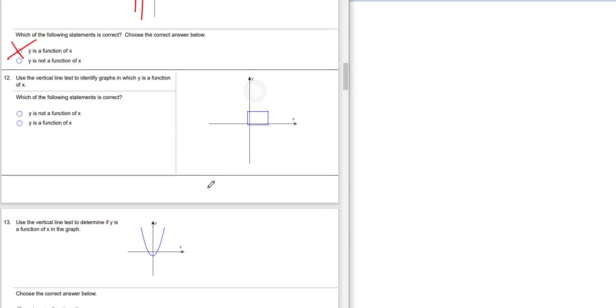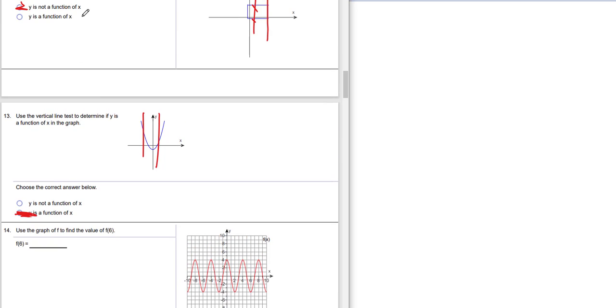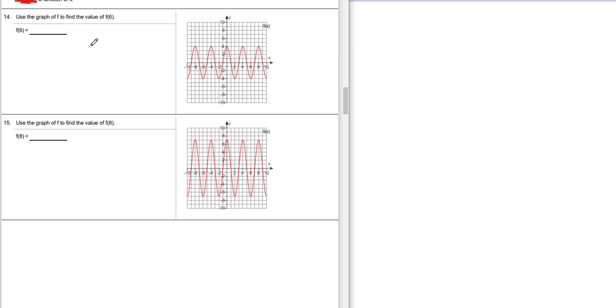Now here, if I draw in number 12 a vertical line, you'll see it crosses it twice. And if I draw it on the edge of that rectangle, it crosses it everywhere. So y is definitely not a function of x for this one. It fails the vertical line test. This one is going to pass the vertical line test. So yes, y is a function of x. And just be sure you read these carefully. Sometimes they put them in different order. Okay?